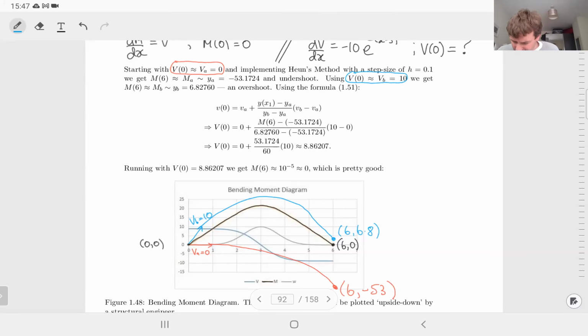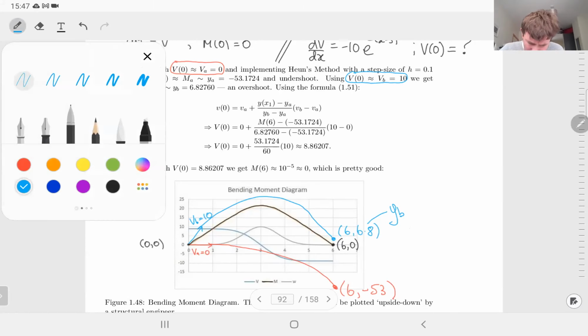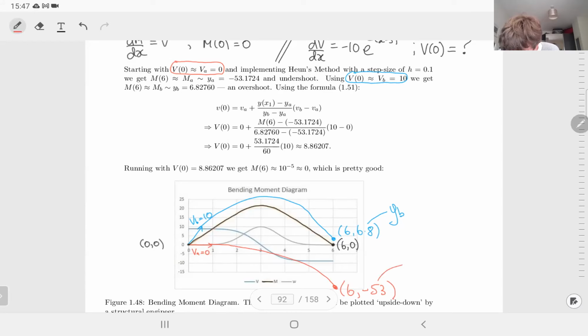So this number here is our YB. That's our second shot. This is our first shot, YA. And then we have our target, which is 0. This is your Y of X1 for that formula above. So the formula there is the one that's given to you. Now you might be wondering, why am I changing to the big V? But actually, for bending moment, the derivative of moment means something, it's shear. And they use a big V for that. So you can use a little V, it doesn't make any difference, but the derivative of M with respect to X means something.